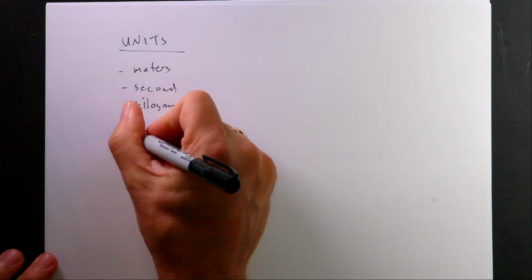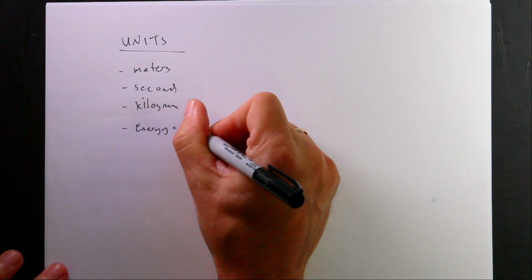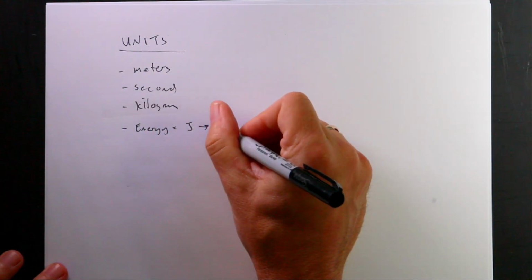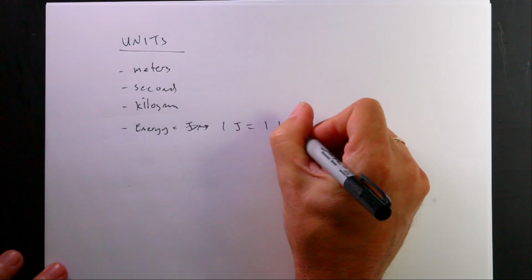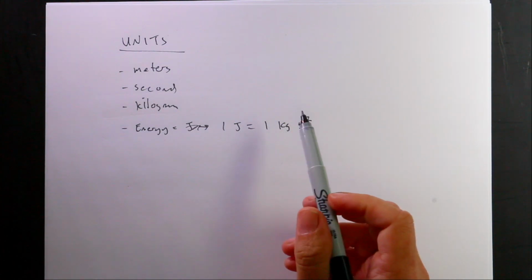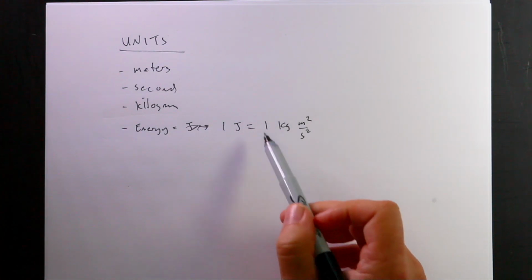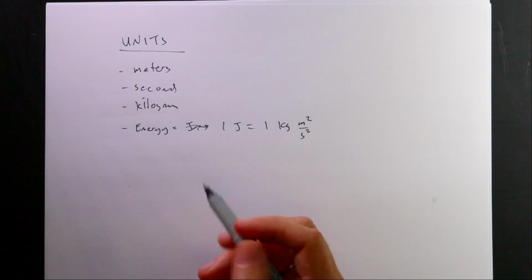For instance, energy, which we'll talk about in just a second, is in joules, where 1 joule is equal to 1 kilogram meter squared per second squared. And this is important because if we're dealing with energy in joules, it tells us that my quantities have to be in kilograms, meters, and seconds.